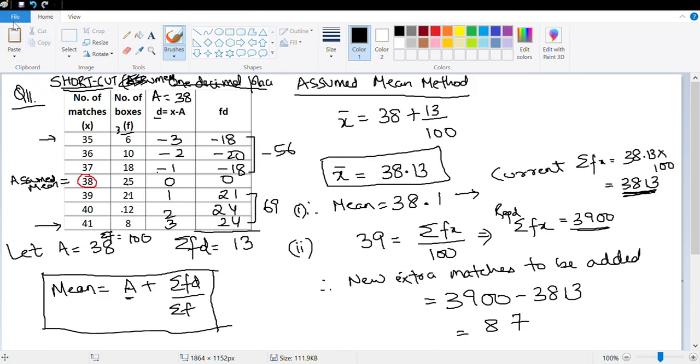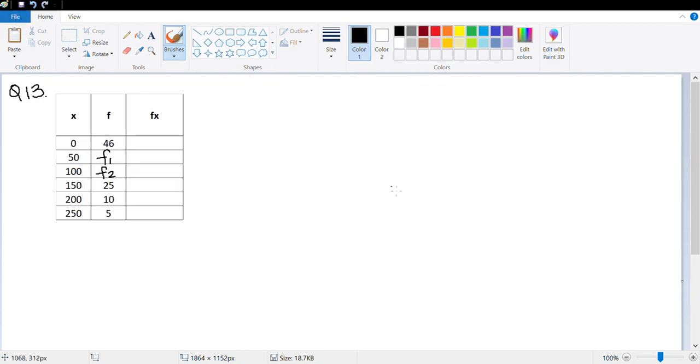So by now we've done two methods, the direct method and the shortcut method. Let's move on to the next question. The next question we do is question 13. So question 13 says, in the following table, summation f is equal to 200. So summation f is given equal to 200, but there are two frequencies which are missing.